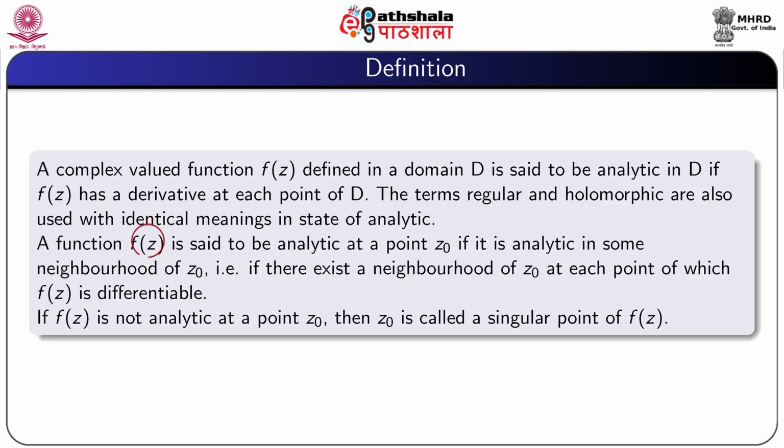A function f(z) is said to be analytic at a point z0 if it is analytic in some neighborhood of z0. That is, if there exists a neighborhood of z0 at each point of which f(z) is differentiable. If f(z) is not analytic at a point z0, then z0 is called a singular point of f(z).